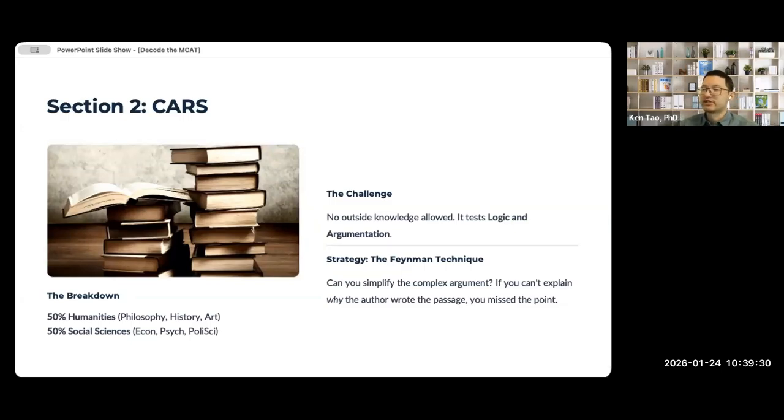All right, so that's the CARS section. And one last thing I'll say about the CARS section before we go to biochemistry is that for a lot of students, what I'll often hear from them is, the reason why I score poorly in the CARS section is because of pacing. I run out of time and I can't get to all the passages. That's true for some students, but for a lot of students, that's honestly not the case.